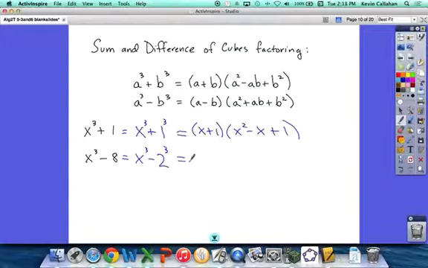Okay, so what is it in our problem that represents the a? x, and what is it that represents the b? 2, not negative 2, right? The negative is part of the formula, right? So that is taken care of by the formula. It's always a positive. You're never plugging negatives into these formulas. So now just follow along. Everywhere you see an a, put an x. Everywhere you see a b, put a 2. So this one will be x minus 2 times x squared plus 2x plus 2 squared, which is 4.